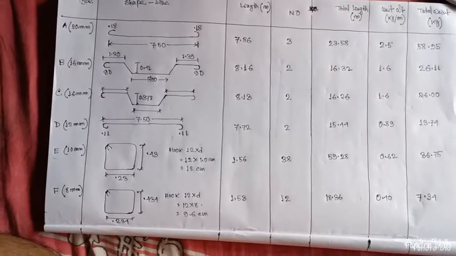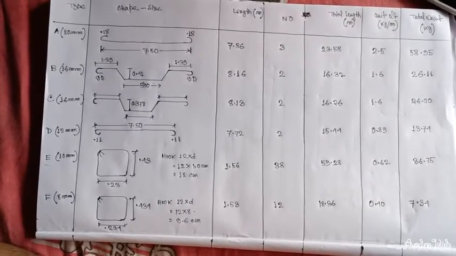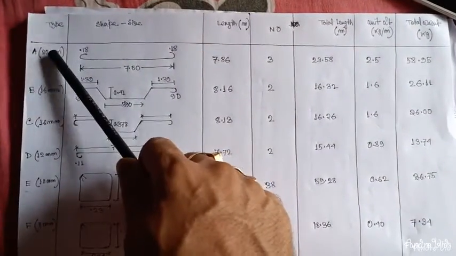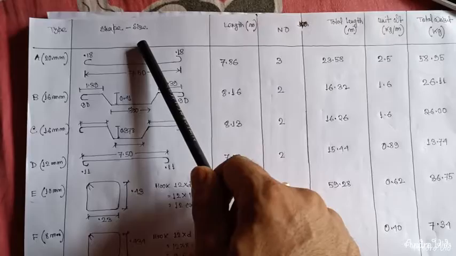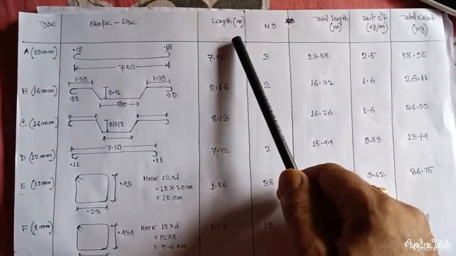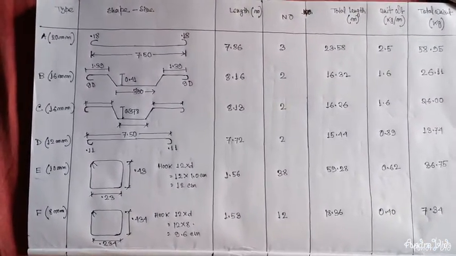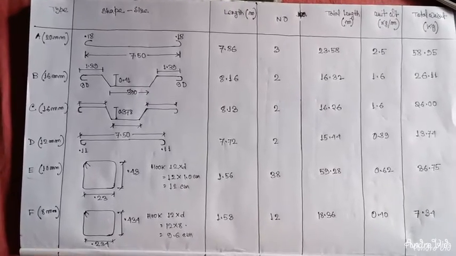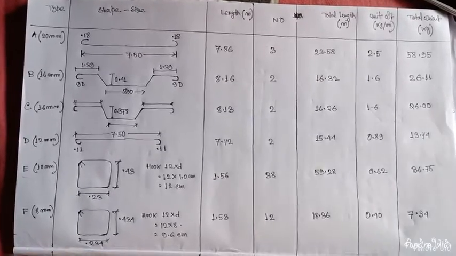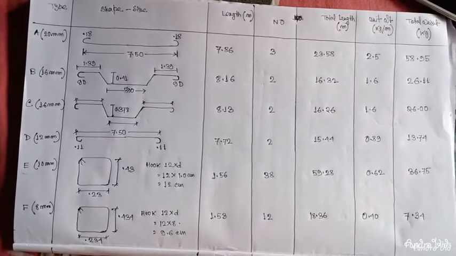So first of all, we need this sheet for preparing the bar bending schedule. In this sheet, column wise different information we have to provide, and they are: in the first column the type of the bar, in the next column shape and size of the bar, and in the third column we have to provide the length of the individual bar. In the next column we have to provide the number of bars, and in the fifth column we have to provide total length of the bar, and then unit weight of the bar that is provided in our problem. In the final column we have to provide the total weight of the bar in kg.